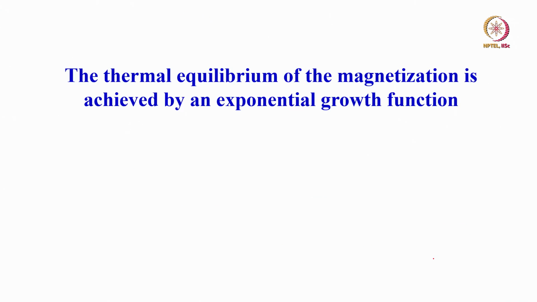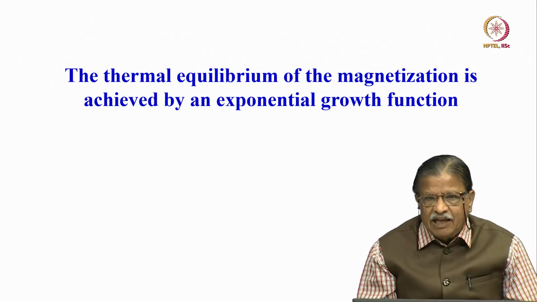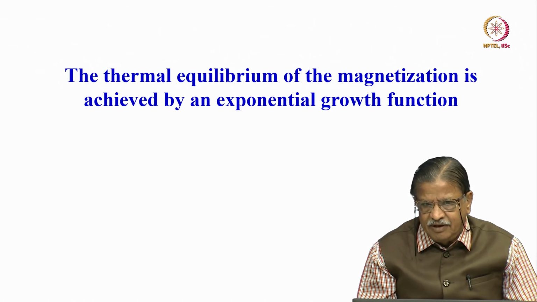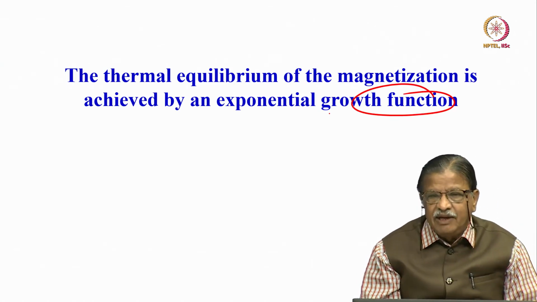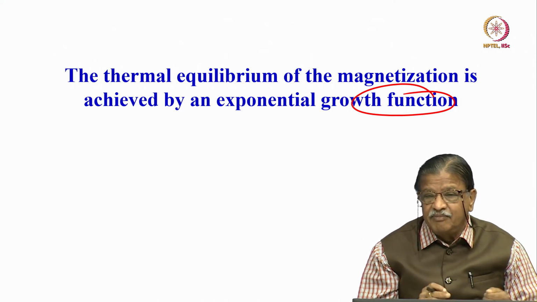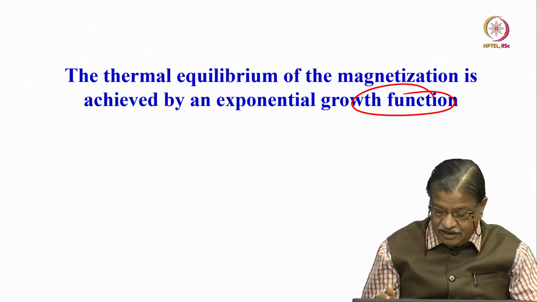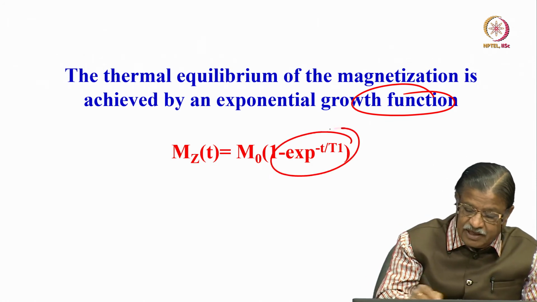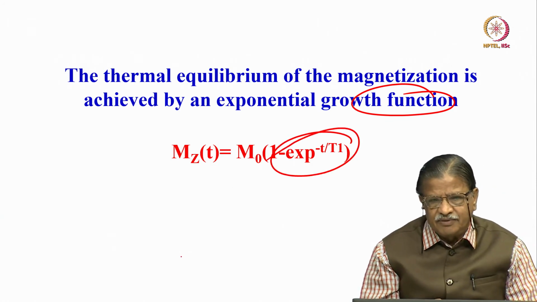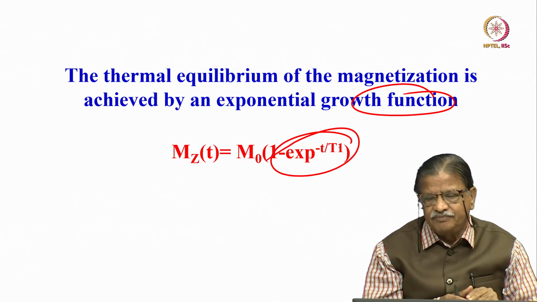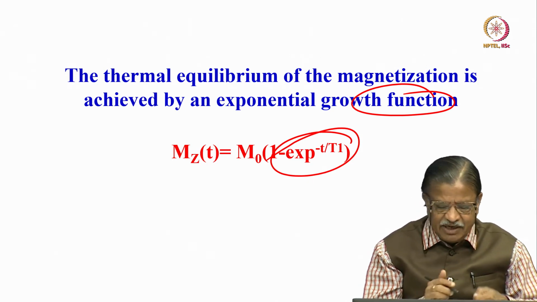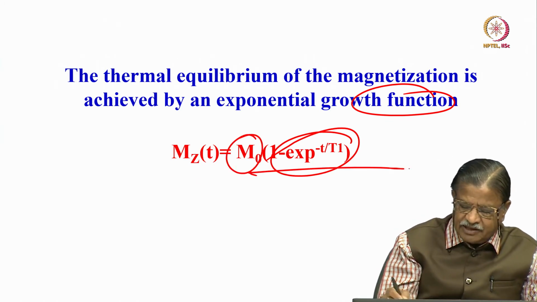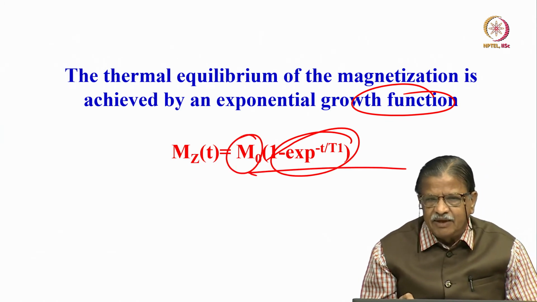Some that equation you work out. The thermal equilibrium of magnetization is achieved by an exponential growth function. It is not simply a linear function. It is obtained by an exponential growth function, because 1 minus something is there. So, Mz as a function of time, if you calculate, turns out to be M0 into 1 minus exponential minus t by T1. So, there is a growth function.